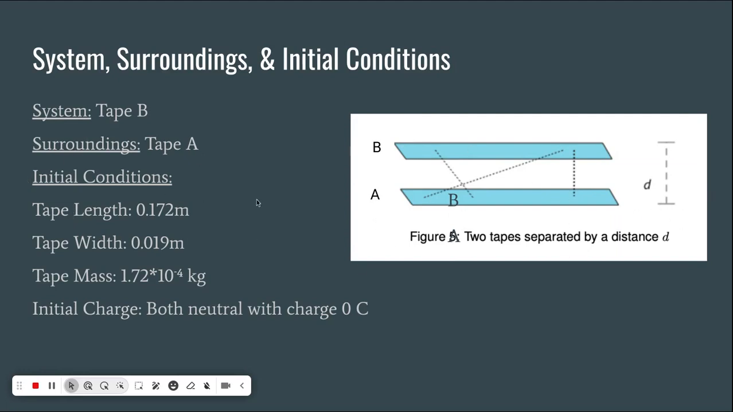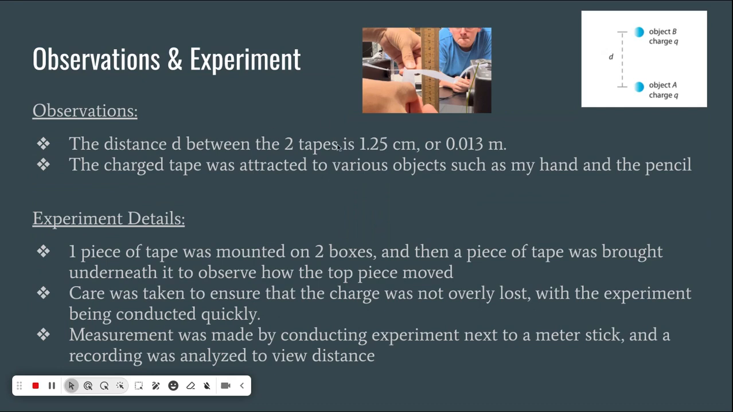Initial conditions, you can see here: tape length is 0.172 meters, tape width is 0.019 meters, tape mass 1.72 times 10 to the negative fourth kilograms, and initial charge. Both are neutral with charge 0. We charge them on the table after the experiment starts. So let's go into the actual experiment.